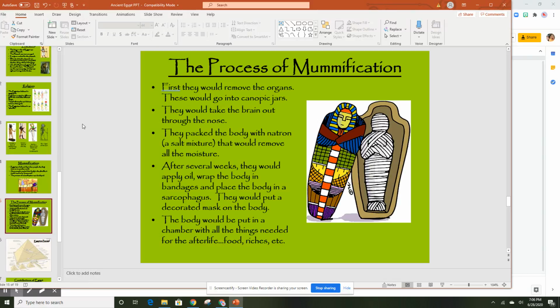After several weeks, once the body had all been dried out, they would apply oil to the outside of the body, wrap the body in bandages, and place the body in a sarcophagus. And in this picture, you'll see a cartoon picture of a sarcophagus. They would then put a decorated mask on the body, and the body would be put in a chamber with all the things they would need for the afterlife.